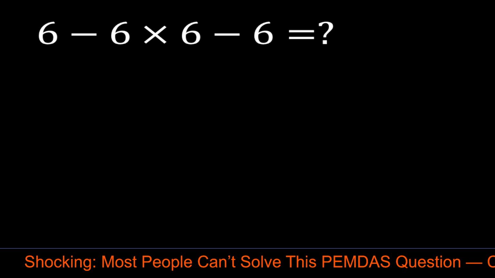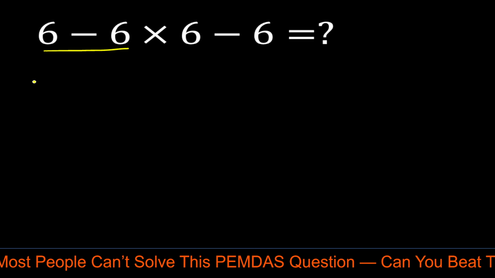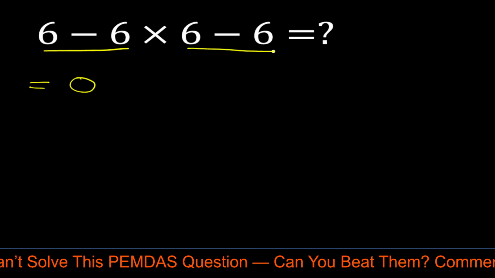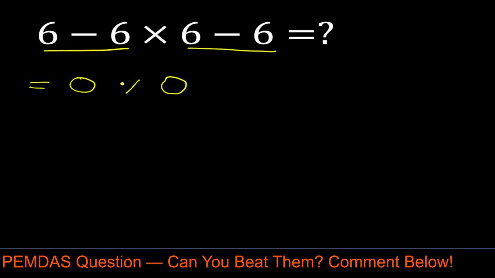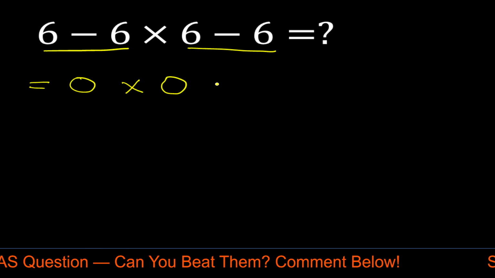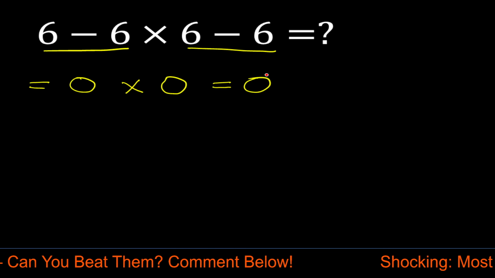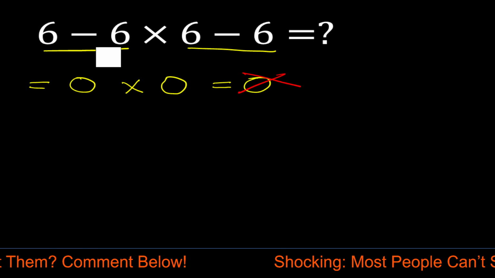So most people solve this question like 6 minus 6. So 6 minus 6 is equal to 0. Then again 6 minus 6, so 6 minus 6 is also equal to 0. Now 0 times 0. So 0 times 0 is equal to 0, right? But this answer is not correct. This answer is completely wrong.